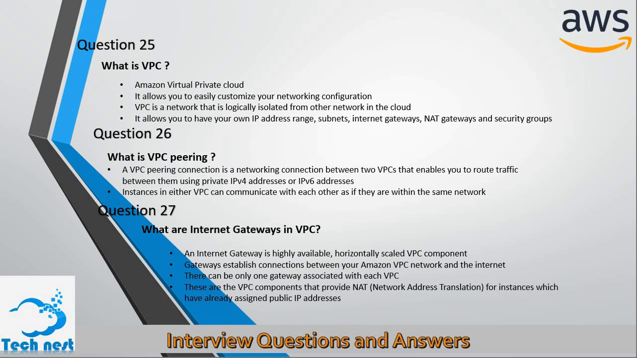What are internet gateways? An internet gateway is a highly available, horizontally scaled VPC component. Gateways establish connections between your Amazon VPC network and the internet. There can be only one gateway associated with each VPC. It is the VPC component that provides network address translation for instances which have already been assigned public IP addresses.